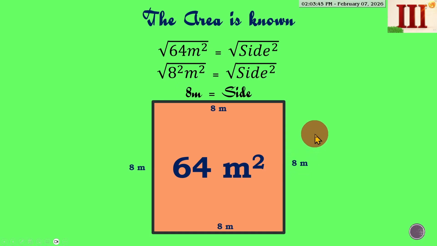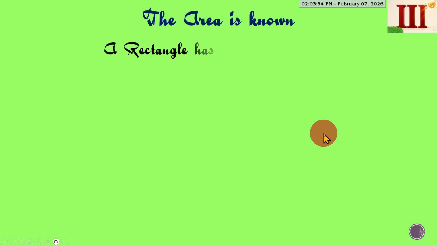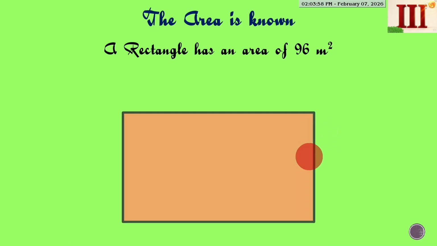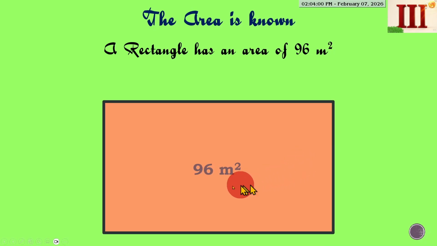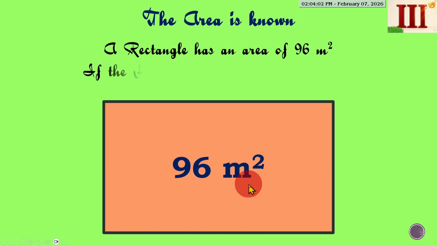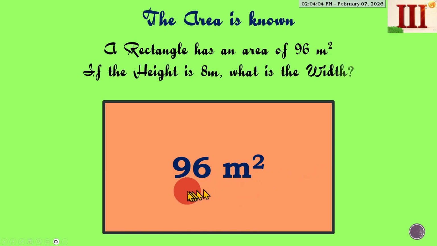So anytime you have a square, you want the square root function, and that's going to tell you what the side is if you're given the area of a square. If you're given an area of a rectangle, this one has an area of 96 square meters. The height of this rectangle is 8 meters.